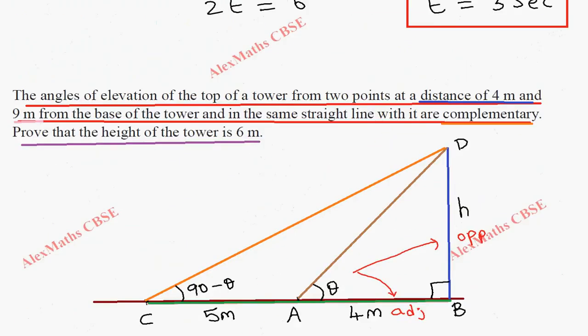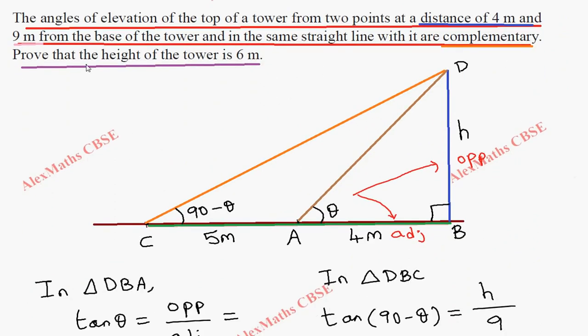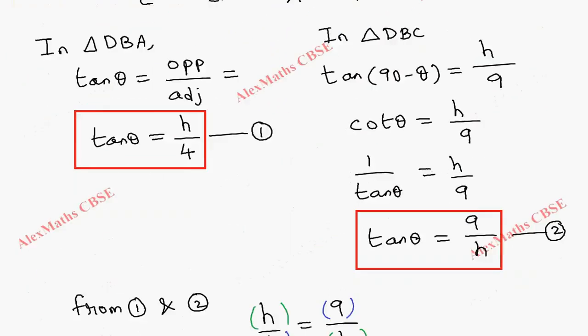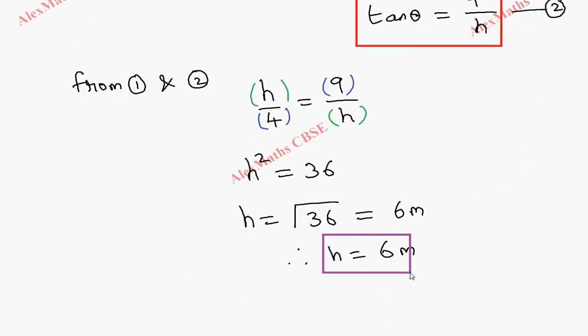And the question, it is given, prove that the height of the tower is 6 meter, and we got the value of height as 6 meter, hence proved.